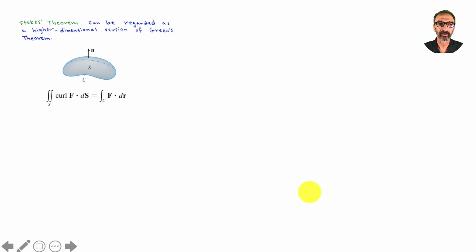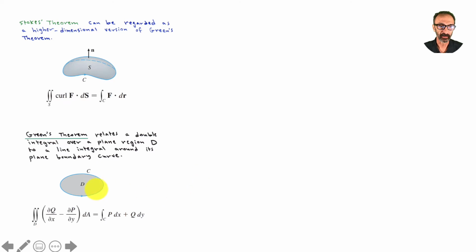Stokes' Theorem can be regarded as a higher dimensional version of Green's theorem. The double integral of curl F dot dS is the line integral F dot dr. In Green's theorem, it was in a plane. Stokes' theorem is in 3 dimensions. It's over a surface, where Green's theorem was dealing with a line integral and a region D. So you could see clearly that Stokes' theorem is like Green's theorem, but a higher dimensional version.